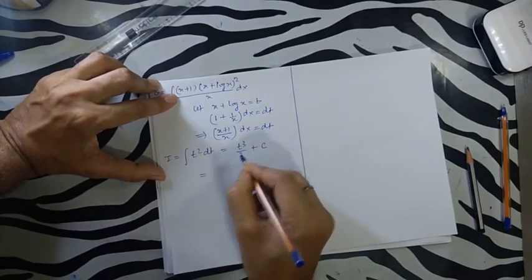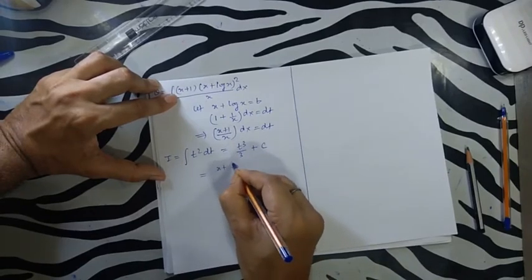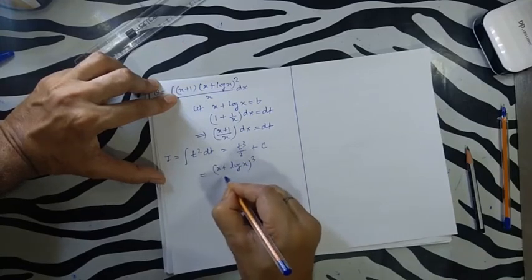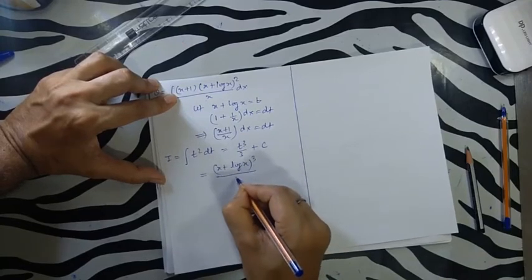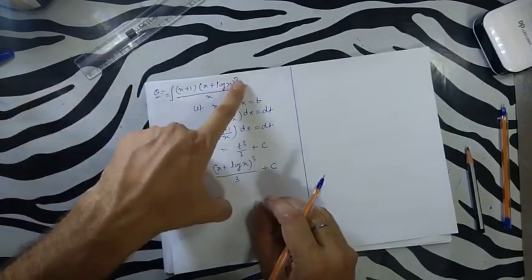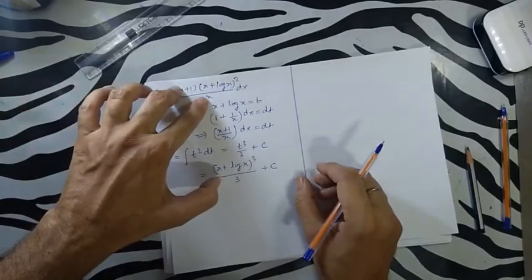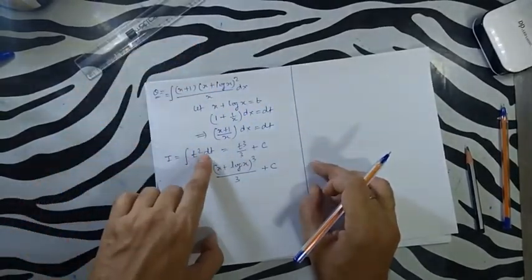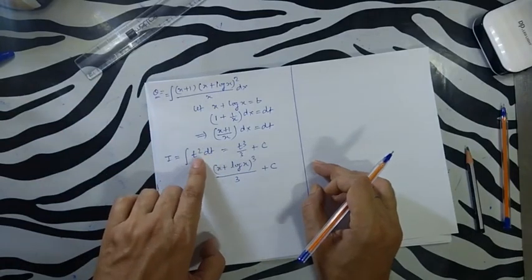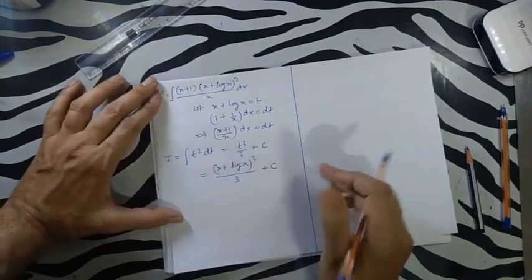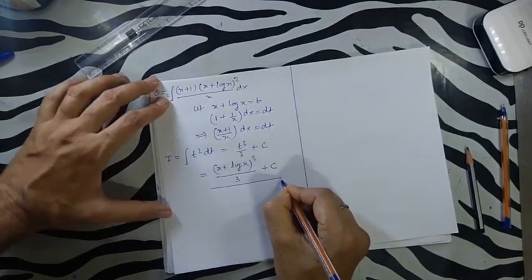That is, the value of t is x plus log x whole cube by 3 plus c. This is t square, and x plus 1 upon x dx is dt. So t square dt, so t raised to power 2 plus 1, that is 3, by 3 plus c. C is the constant of integration. So this is the required solution.